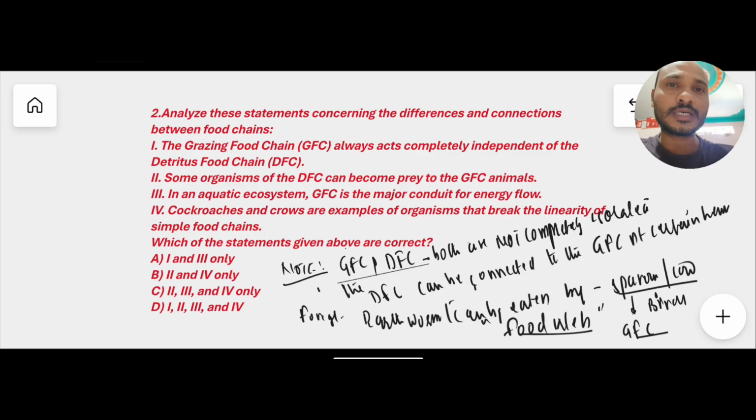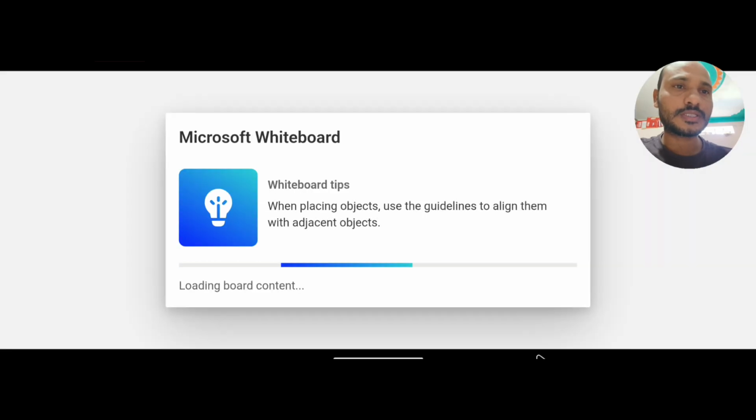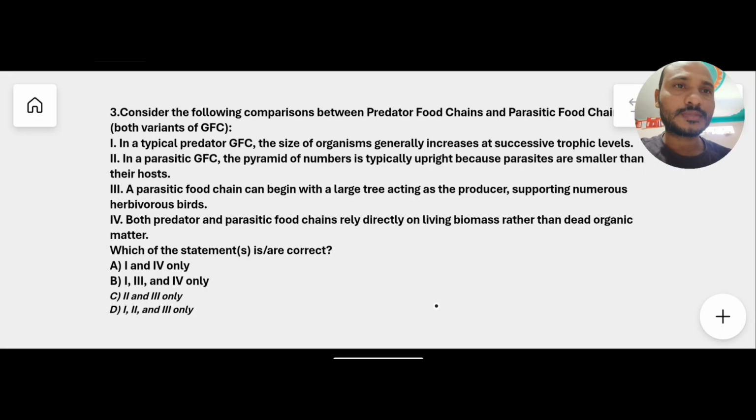And one more and last MCQ. Read this statement. Consider the following comparison between the predator food chain and the parasitic food chain. These two come under the grazing food chain. Read these variants of GFC and the four statements, and decide which of the statements above are correct. That's it for today's class, with these three highly important NCERT-based multi-statement MCQs. Read and analyze them, and drop your answer in the comment box.